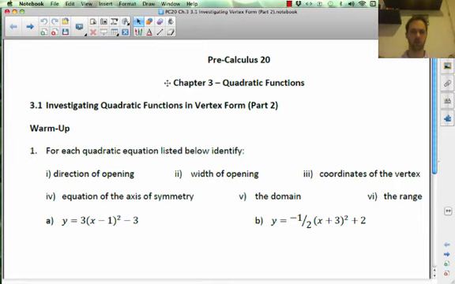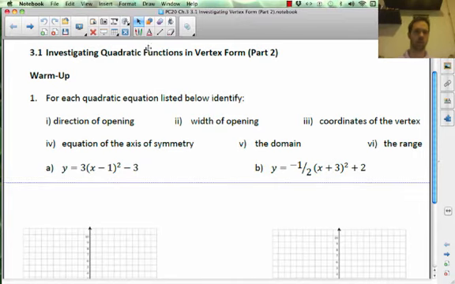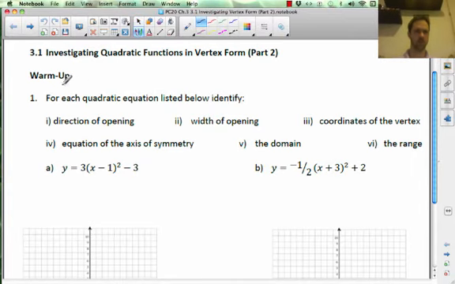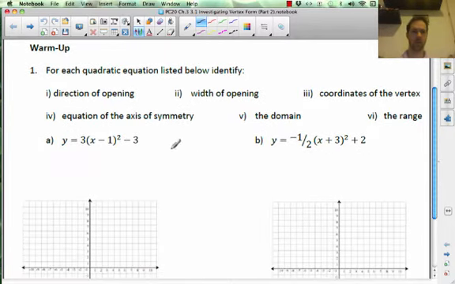Okay, welcome to 3.1 Part 2, Investigating Quadratic Functions in Vertex Form. We'll start with a little warm-up to review yesterday's material. So, for each of the quadratic equations listed below, we're going to determine 6 of the characteristics. So, let's start with equation A, y equals 3 times (x minus 1) all squared minus 3.